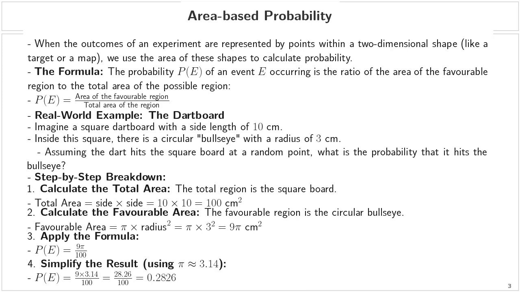Finally, let's simplify this into a decimal so it's easier to interpret. If we use the approximation of pi as 3.14, then 9 times 3.14 gives us 28.26. When we divide 28.26 by 100, we get a final probability of 0.2826. This means there is roughly a 28% chance of hitting the bullseye. As we move to the next slide, we will summarize the key takeaways from both the length and area methods.